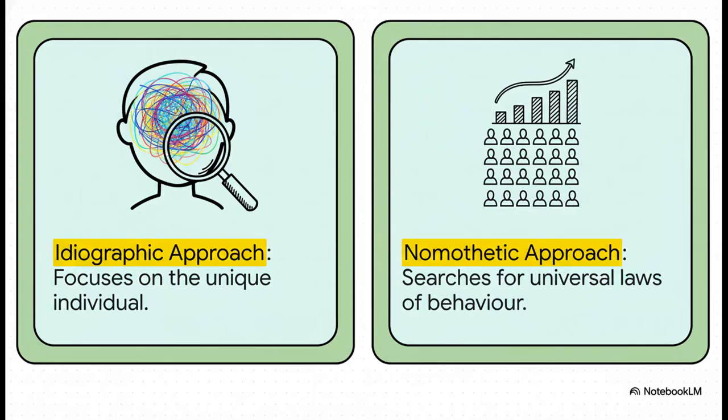And that brings us right to our two key terms for today. On one hand, you've got the idiographic approach. This one's all about what makes you, well, you, your unique story. On the other hand, there's the nomothetic approach, which is all about finding those general rules of behavior that apply to pretty much all of us. So yeah, two totally different ways of seeing the world.